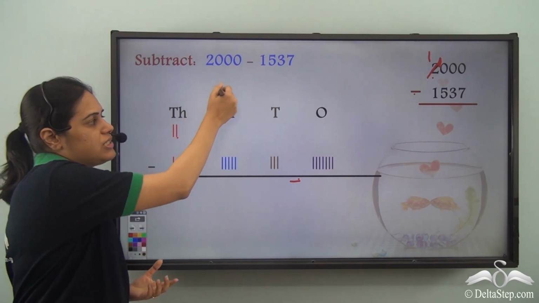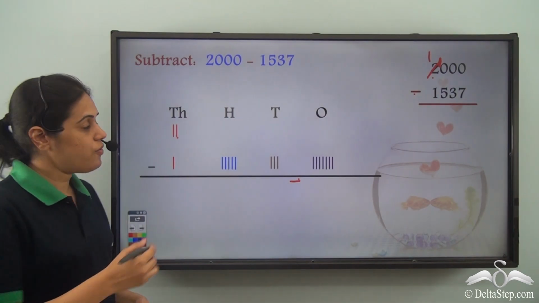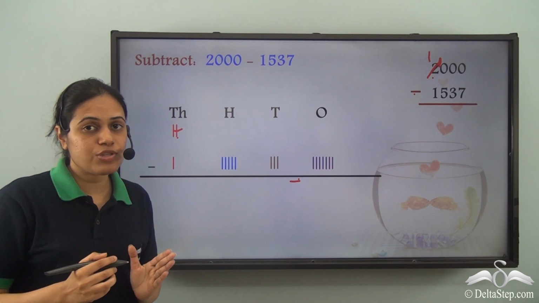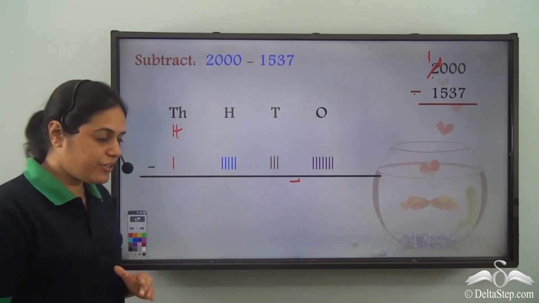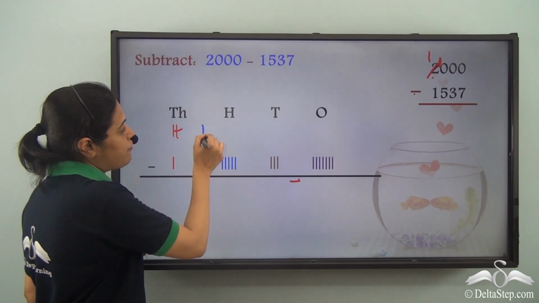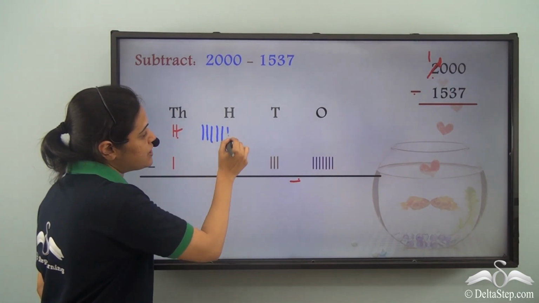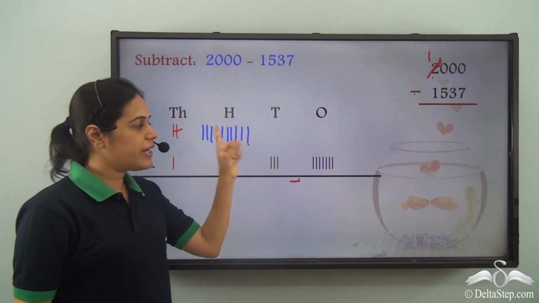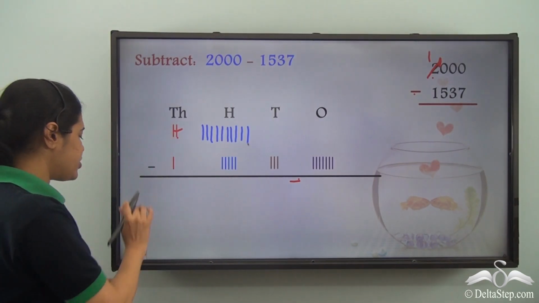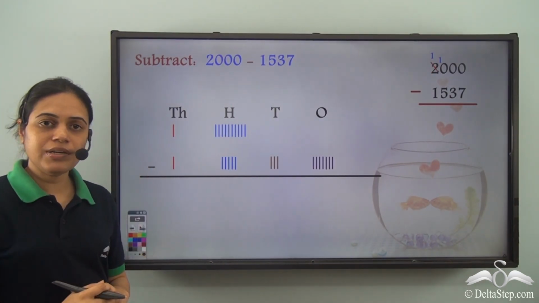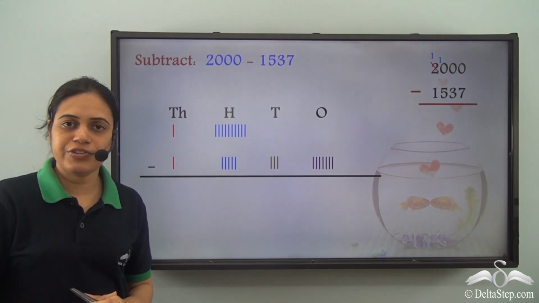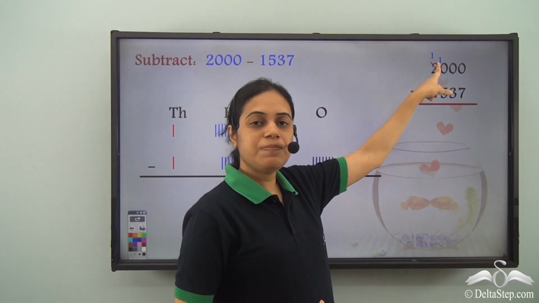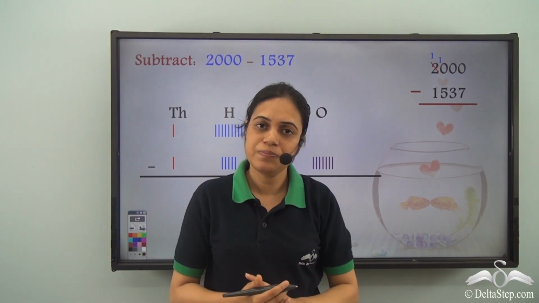So 1 thousand is equal to 10 hundreds. When I bring this 1000 to the hundreds place, it will break down into 10 hundreds. So I have 1, 2, 3, 4, 5, 6, 7, 8, 9, 10 hundreds. So 1000 will break down into 10 hundreds. So we are just left with 1000 here, and we have 10 hundreds here, which is similar to what we have here: 1 in the thousands place and 10 in the hundreds place.